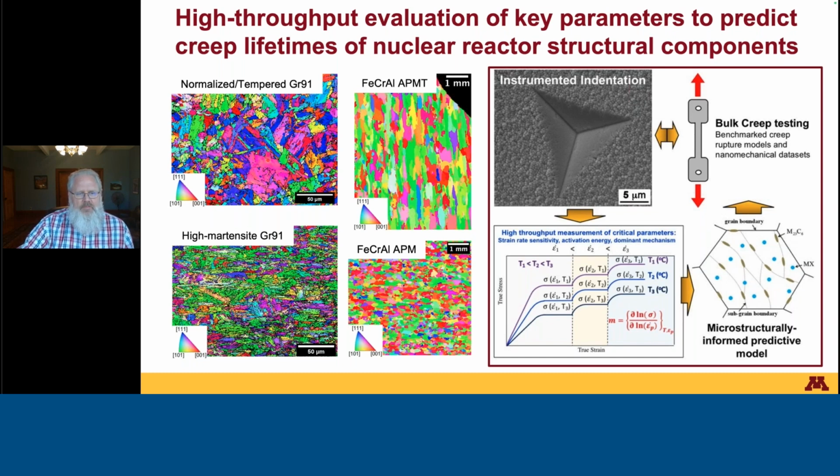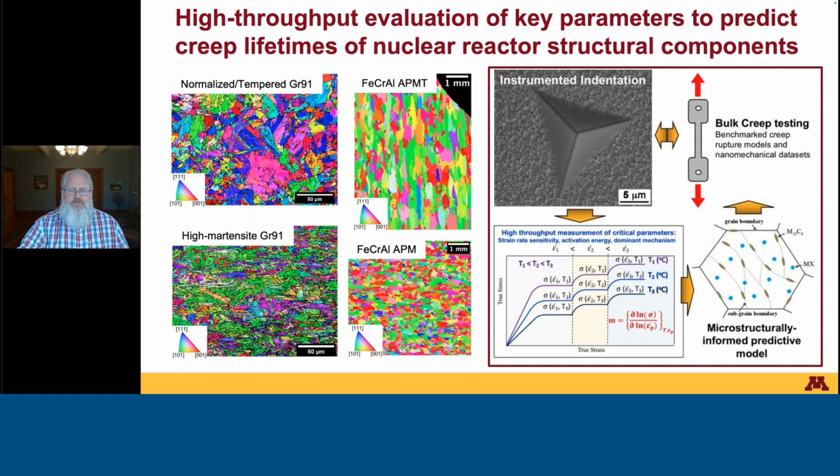One is the typical normalized and tempered microstructure that you see here, which is characterized by these kinds of lath structures. And then we're going to look at what we call high martensite grade 91. This is chemically similar to the normalized and tempered state. It's just not tempered, and so we have an increased fraction of martensitic lath. It's a harder material with a finer microstructure.